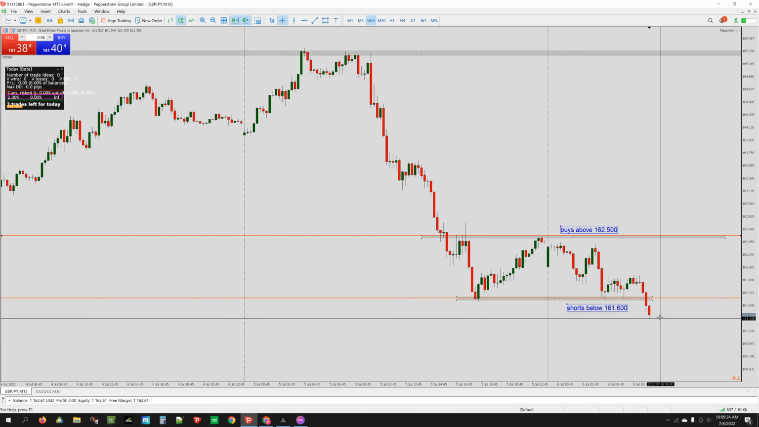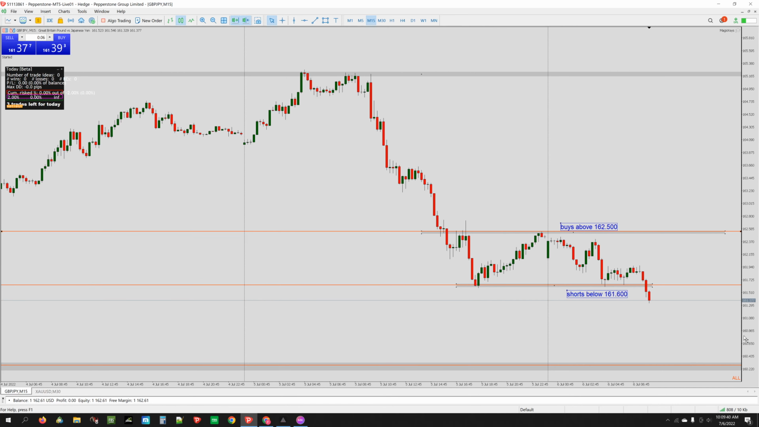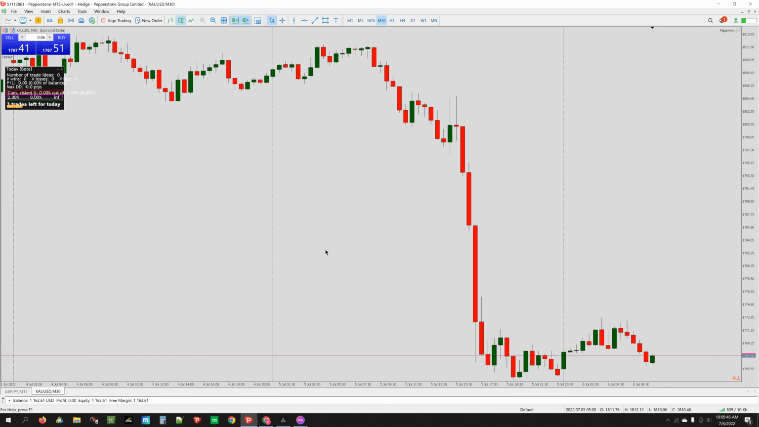For now we are shorts. Our bias is we can potentially keep moving down till the 160.200 area, almost 120 pips.